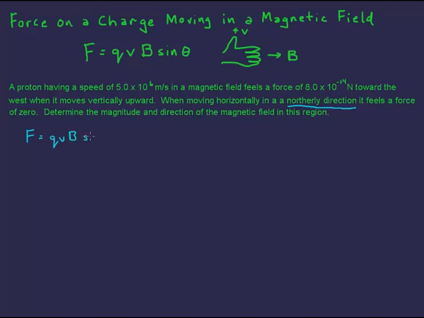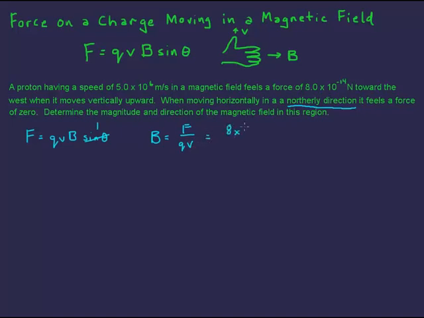Now, I can get rid of the sine of theta right away because we know that this is at a right angle to the field. If it's moving directly vertically upward, that's at a right angle to that other axis. So I'm just going to say that this is the sine of 90, and we'll get rid of that right off the bat. And we're solving this for the magnitude of the magnetic field. And so we will make that F over qv.